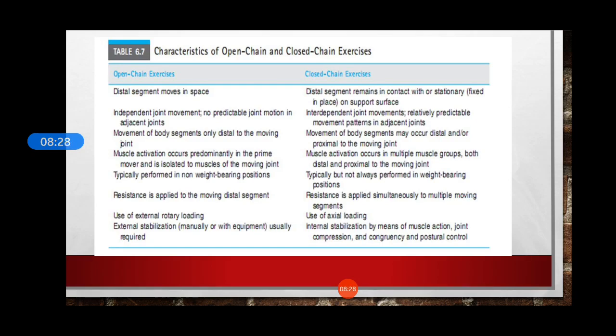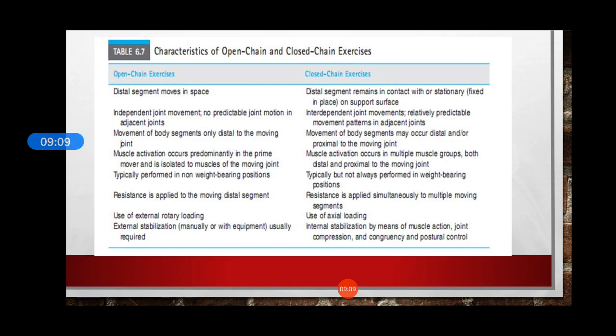When we focus on the muscle activation pattern, in open chain exercises it occurs predominantly in the prime movers and is isolated to the muscles in the moving joints. When we talk about closed chain exercises, the muscle activation occurs in multiple muscle groups. It could be distal, it could be proximal. Next, typical open kinetic chain exercises are performed in non-weight bearing and closed kinetic chain exercises are performed in weight bearing. The resistance is applied to the moving distal segment in open chain exercises, and resistance is applied simultaneously to multiple moving segments in closed chain exercises.